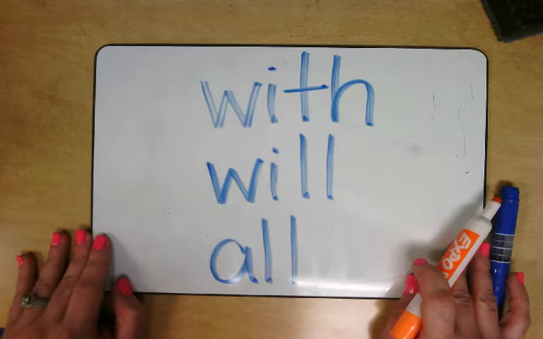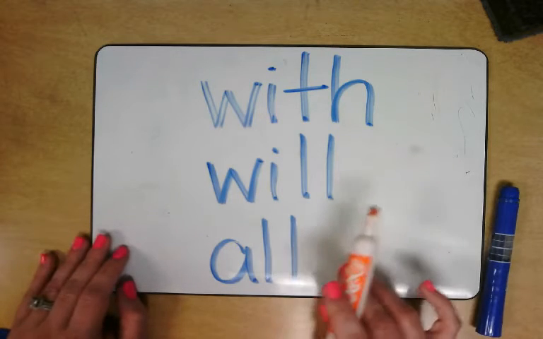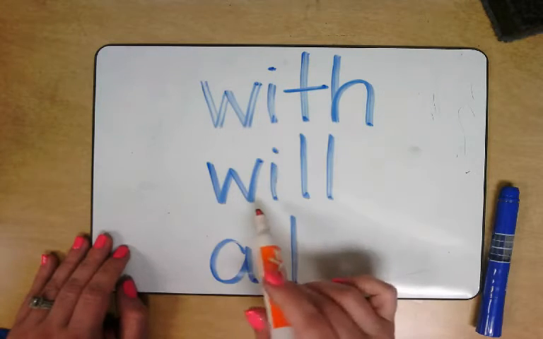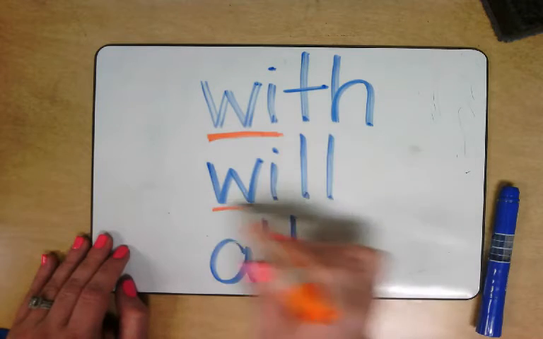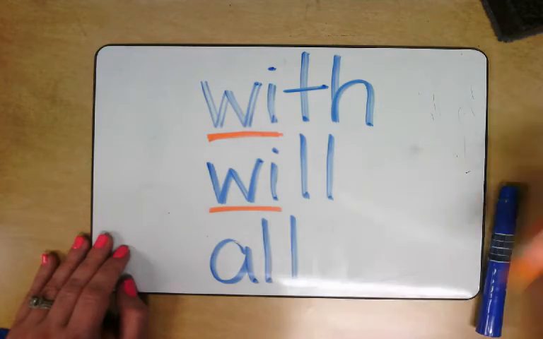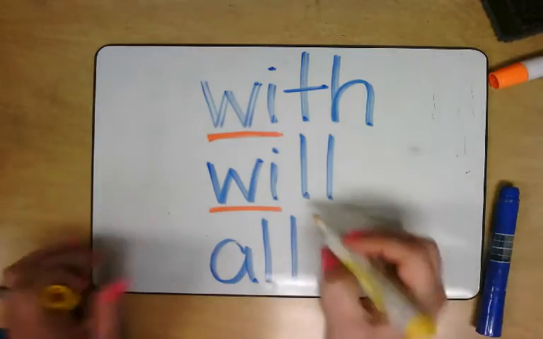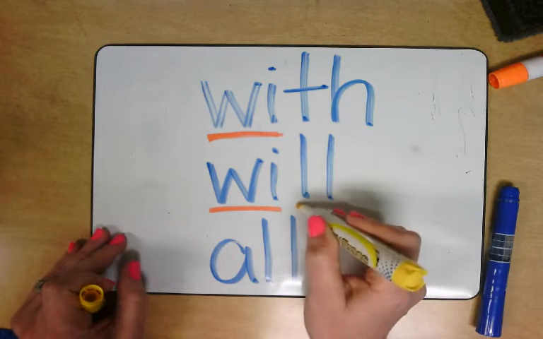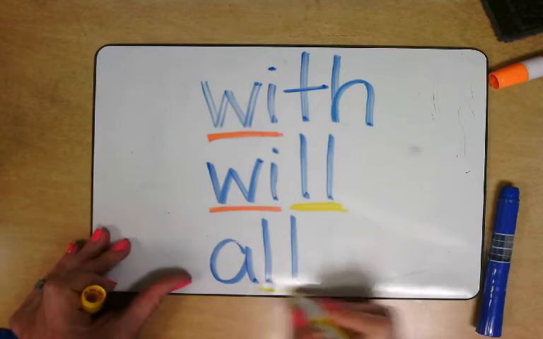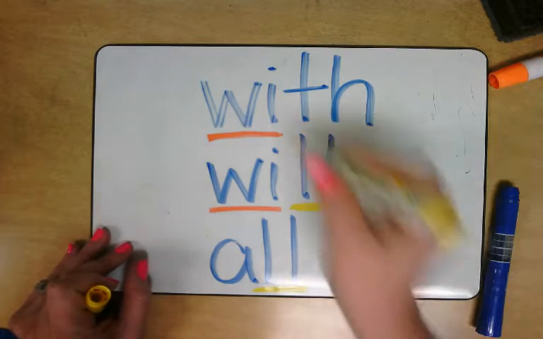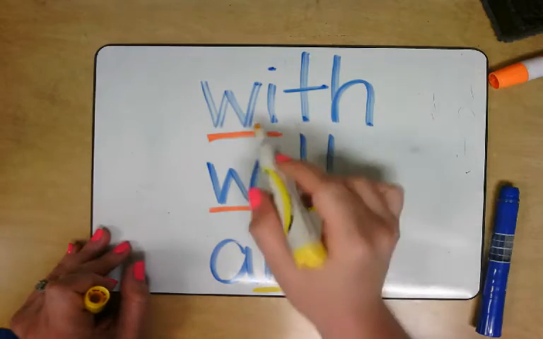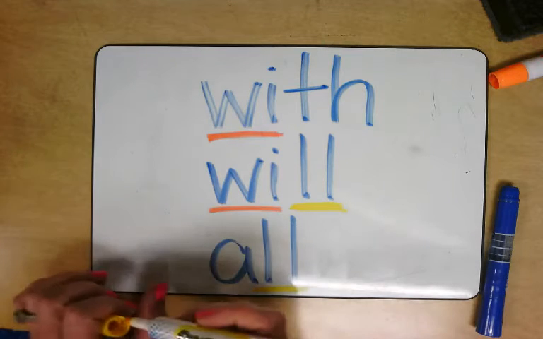I notice some things that are the same. Let's start with that. I also notice some differences. We'll talk about that in a second. So if we look at the word with and the word will, I notice they both start the same with a W and an I. Those are some things that are the same. And then I noticed that the word will ends with LL, and the word all ends with LL. So those are some things that are the same. With and will have the same beginning, and will and all have the same ending.